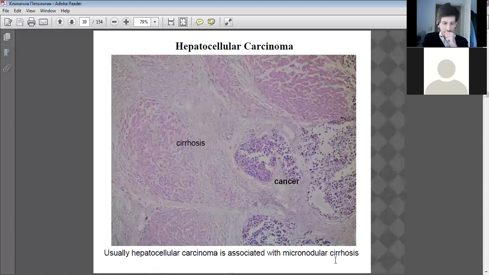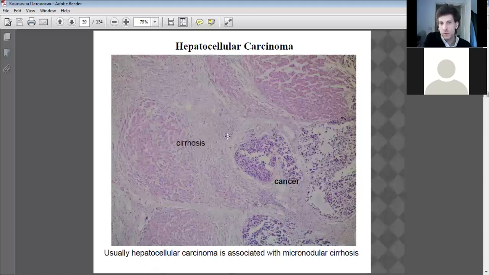Micronodular cirrhosis. Yeah, the nodules are the small little foci, the small little points of the cirrhosis that results in tissue destruction. You can see some there, there, there. I'm starting to see some lipid formation there and there. It's beginning to form.